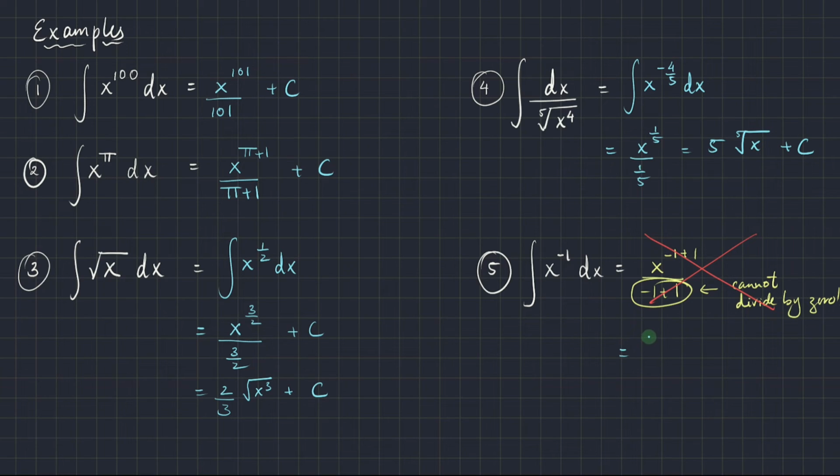Instead, we rewrite this as the integral of 1 over x dx. As you remember, the derivative of ln x is 1 over x, and so the integral of 1 over x is going to be ln x. So we get ln absolute value of x plus c.